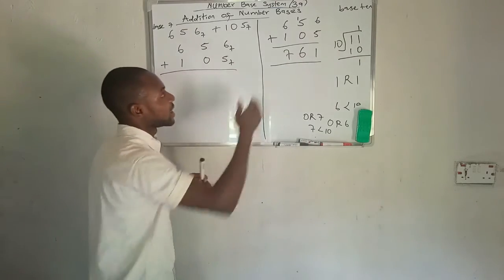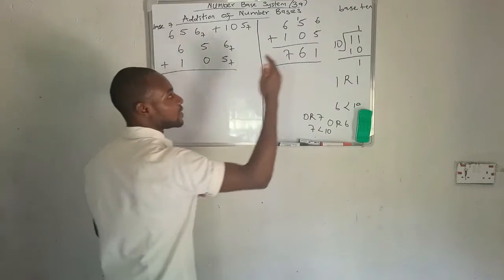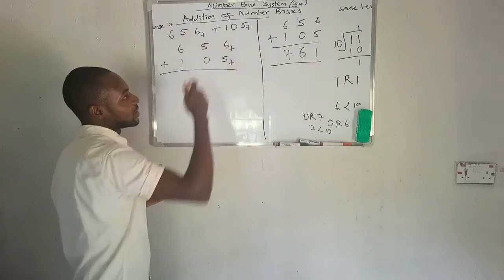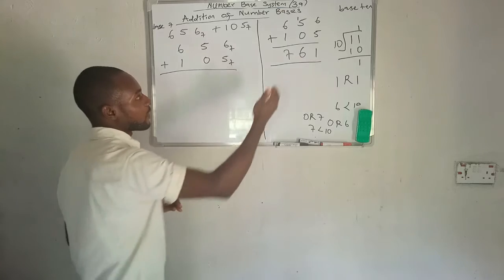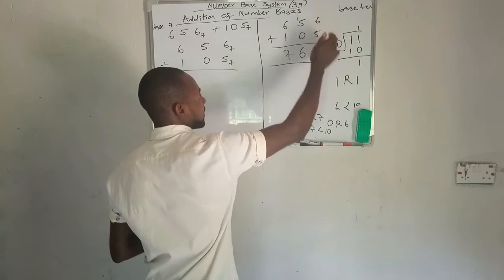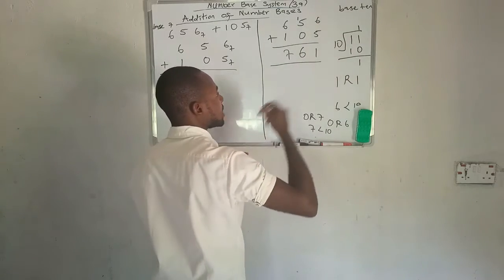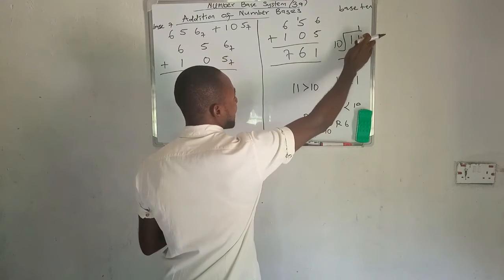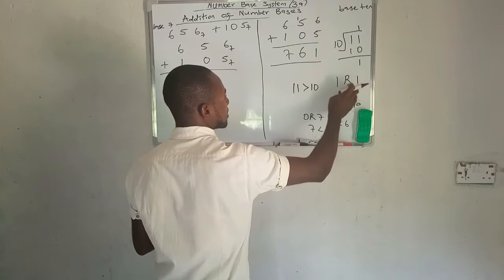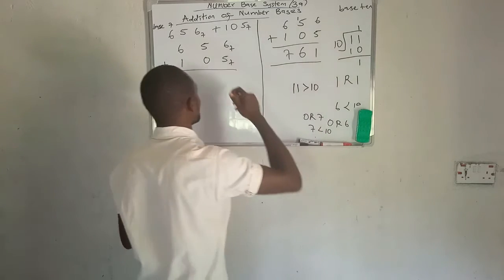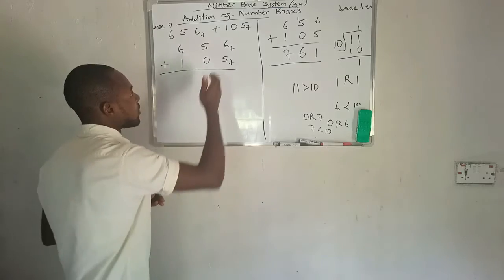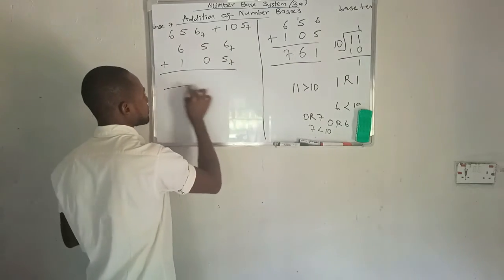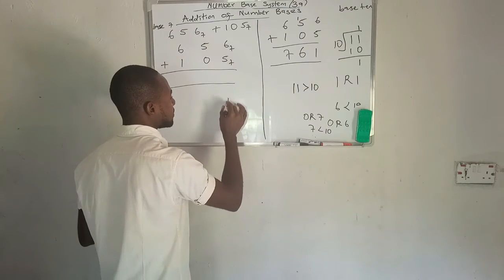So let's add this same number in base 7 using the same method that we used here. So when adding this in base 10, we found out that in this one we have 6 plus 6, and it gave us 12, and 12 is greater than 10. So we had to divide it, and then we got 1 remainder 2. And then we fix this up. So let's do the same thing here. We'll have 6 plus 6, which is 12.